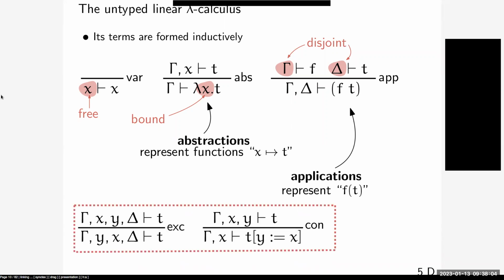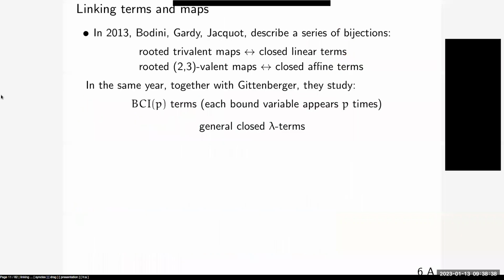And this little calculus here comes together with two structural rules. The rule of exchange, which says that we can freely swap free variables inside their context. And the rule of contraction, which says that if gamma, x, y derives t, then we can also replace y with x inside t and drop y from our list of free variables. And so this gives us a system for the untyped linear lambda calculus.